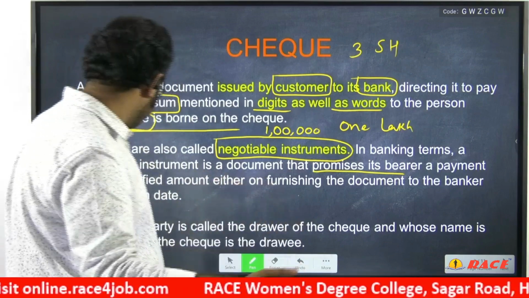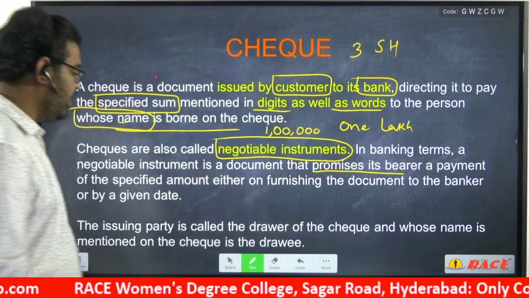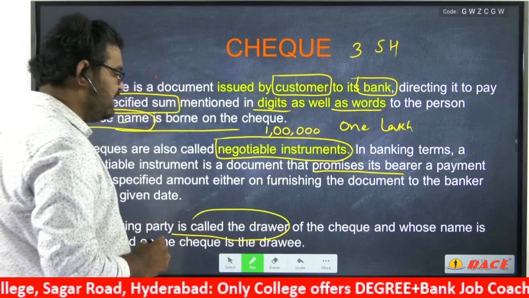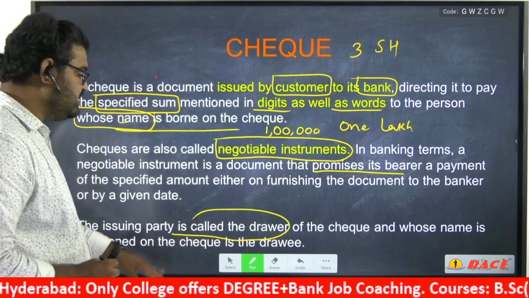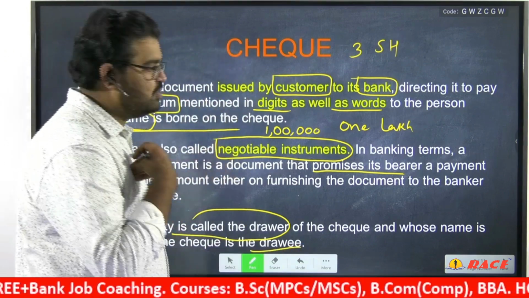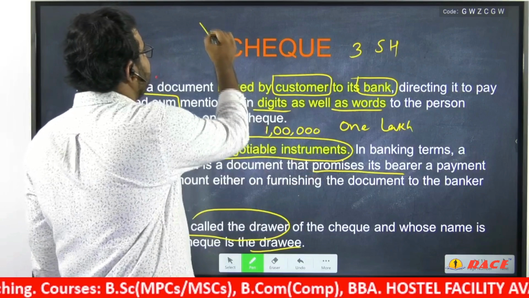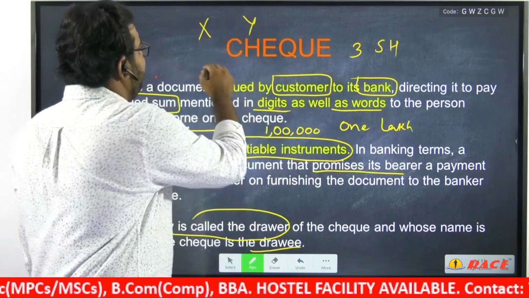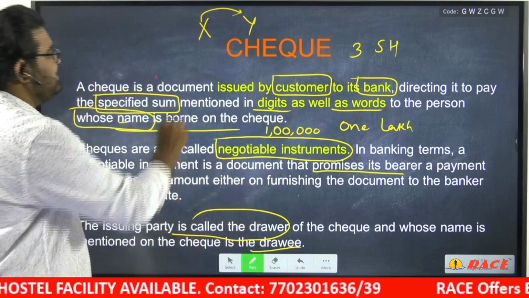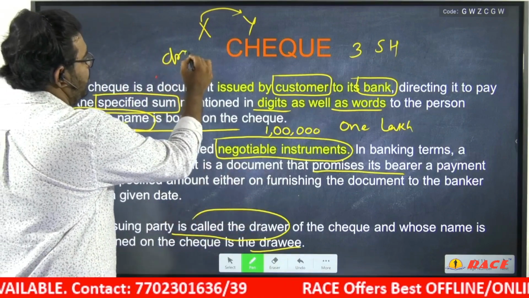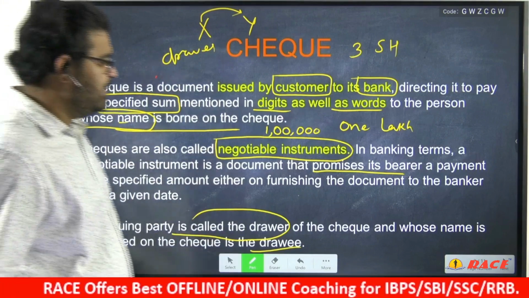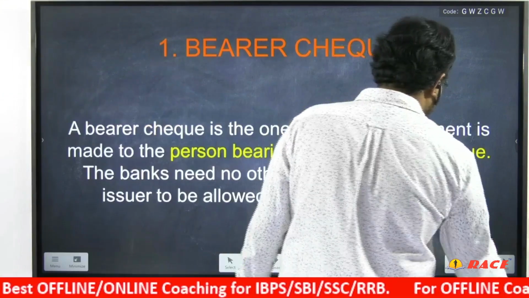The issuing party is called the drawer. One who issues the check is called the drawer of the check, and whose name is mentioned on the check is the drawee. Suppose I am issuing the check. So here X and Y are two parties. X is issuing the check to Y. So here X is called drawer. Y is called drawee. These are the basic concepts of check.